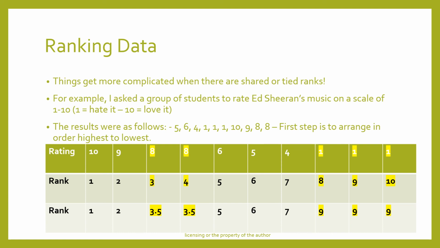If we then look at the other extreme, we can see we've got 3 scores of 1. So these share the ranks of 8, 9 and 10. And in this case, the middle value is 9. So they all get the rank value of 9.